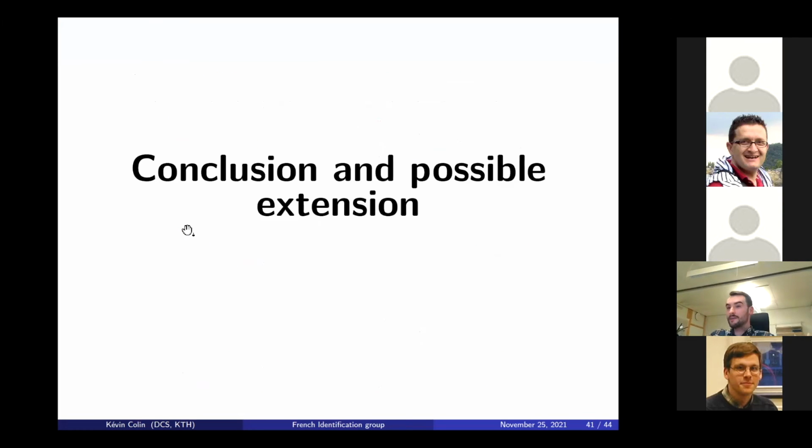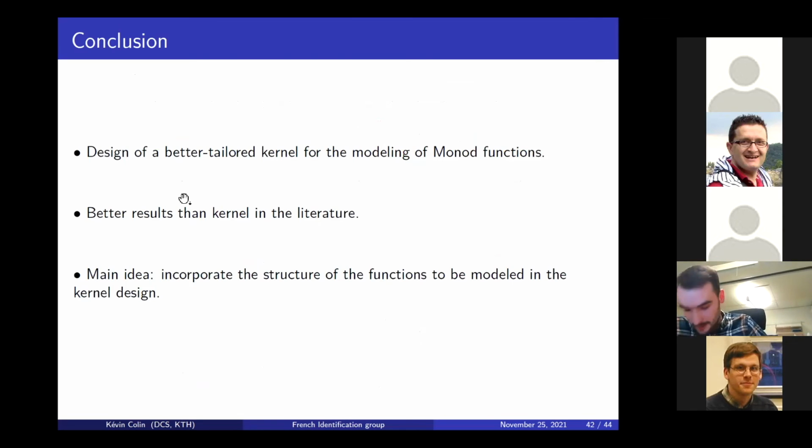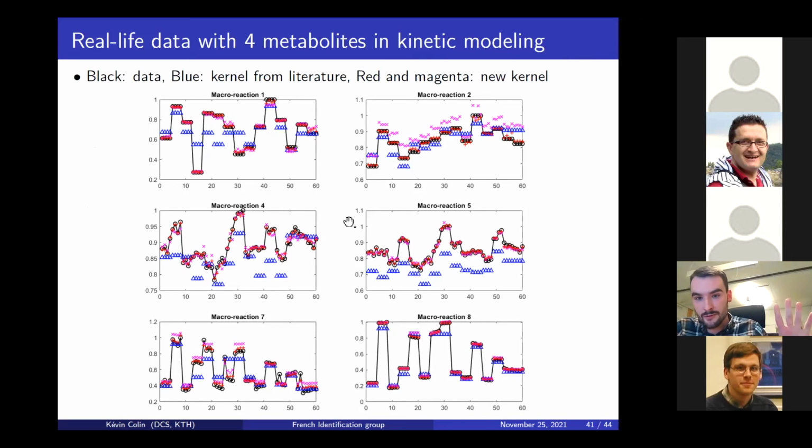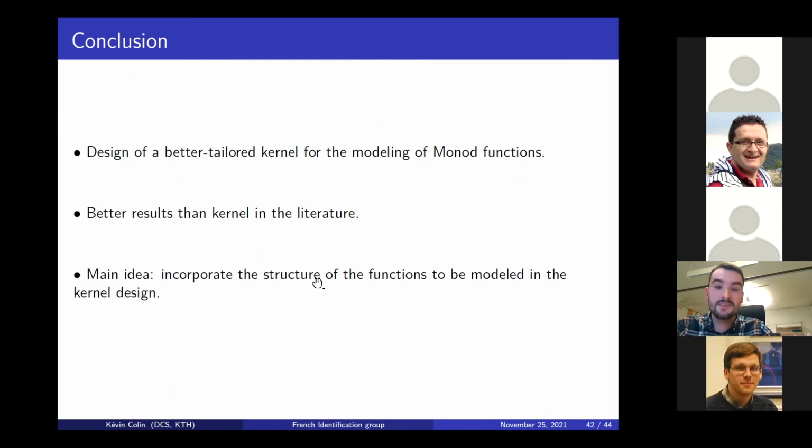Okay, so I think it's time now for me to conclude this presentation and to give some possible extension of this study. So what we have done here is that basically we have designed a better tailored kernel for the modeling of Monod functions in order to model better the rates of the chemical reaction in a bioreactor. We have obtained better results than kernels in the literature. However, the results I show you here are only first results. We still have a lot of things to analyze here, but the result we have here seems to be promising.